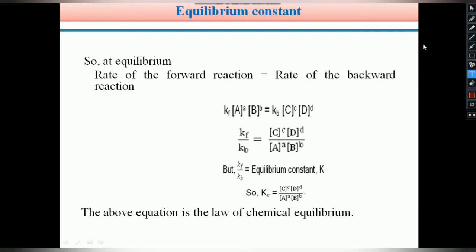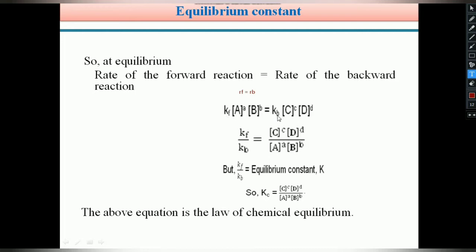Therefore, from the above relations, we can write rf is equal to rb. Then our equation: Kf into the concentration of A to the power of a into the concentration of B to the power of b is equal to Kb into the concentration of C to the power of c into the concentration of D to the power of d. Students, you can move this Kb to this side.